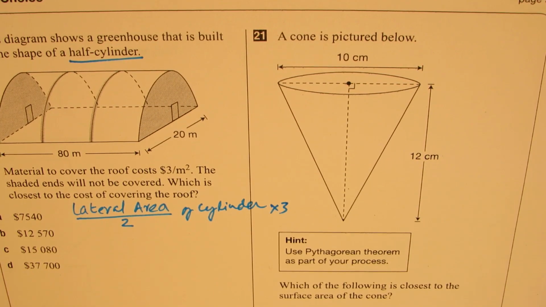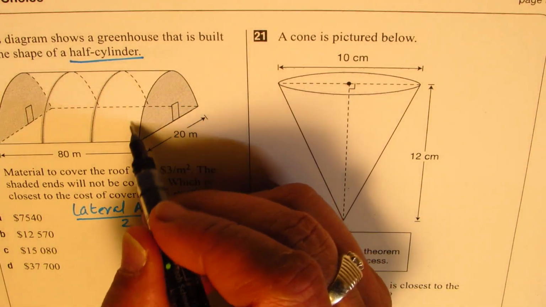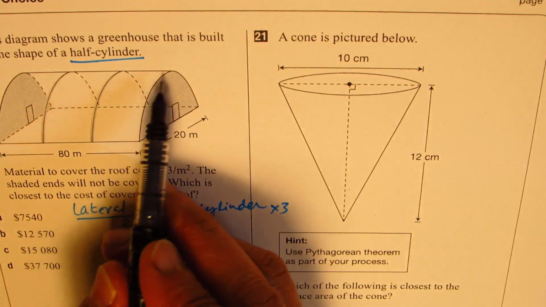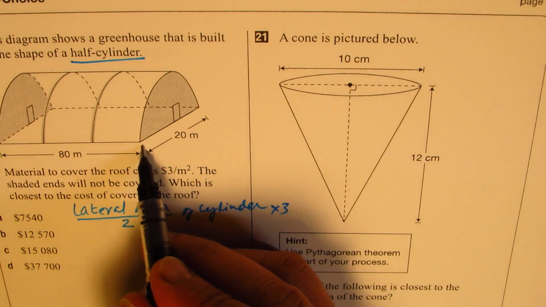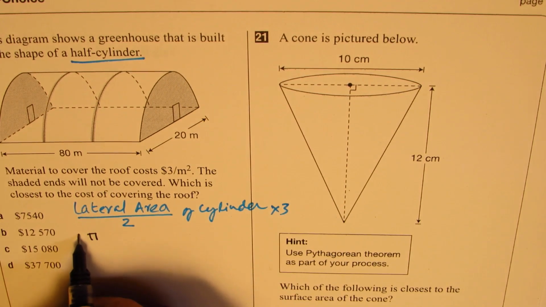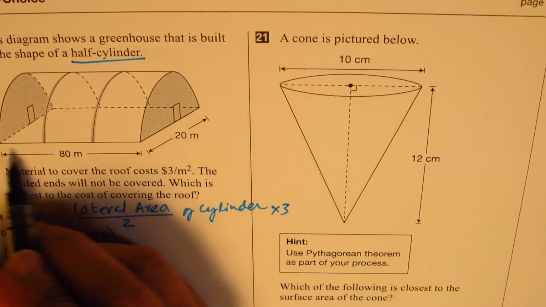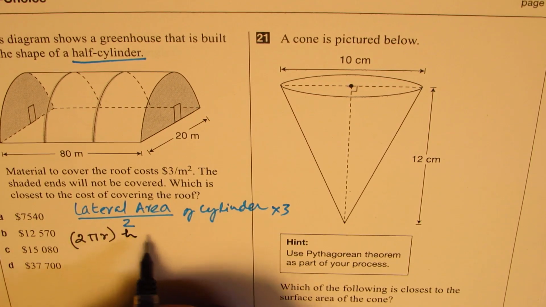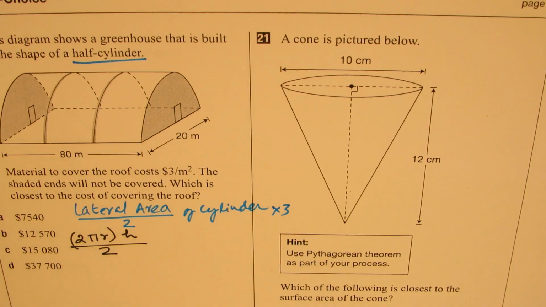So let's figure out this answer. So what we get here is the circumference is 2 pi r and this length is 80, but we are going to use half of it, right? So pi r. So we have 2 pi r times height divided by 2, since we have only half of the cylinder, right?